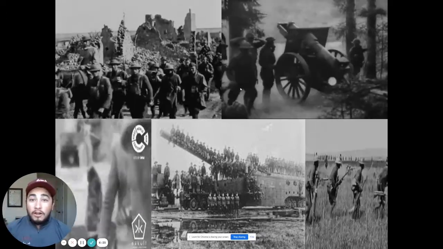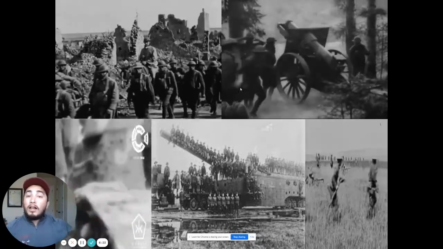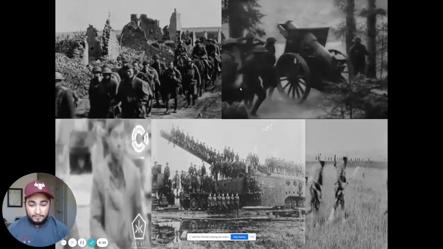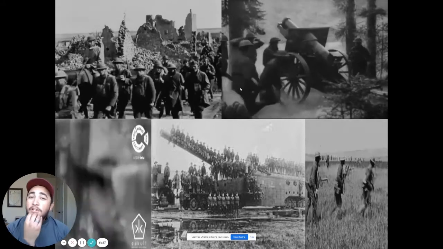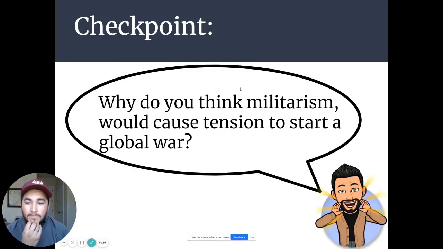With new warfare comes new problems and consequences from it. So, quick question for you. Why do you think militarism would cause tension to start a global war? Think about that for a second. Why would the buildup of weapons start to create tension between countries? Answer that question for us real quick.